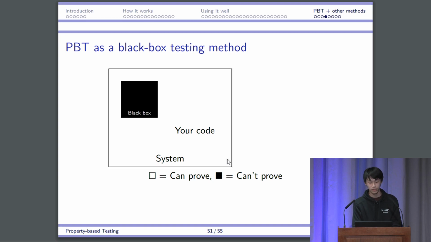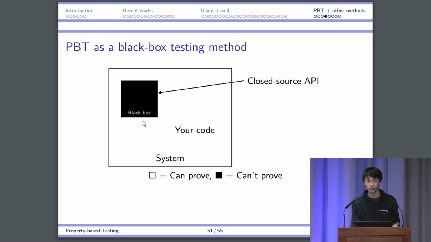Most systems are more like this, where you not only have your code, but you have a black box that you're kind of forced to interact with, and you can't really check if the black box is doing what it tells you that it does. You can only trust that it works. And this black box could take many forms. It could take the form of a closed source API, device firmware, or even device hardware implementation.